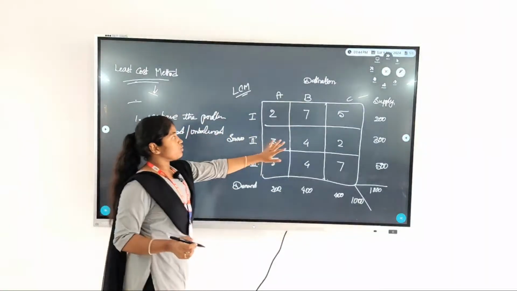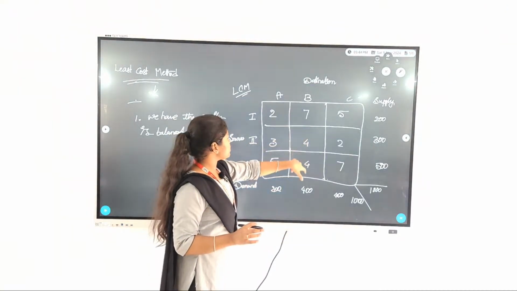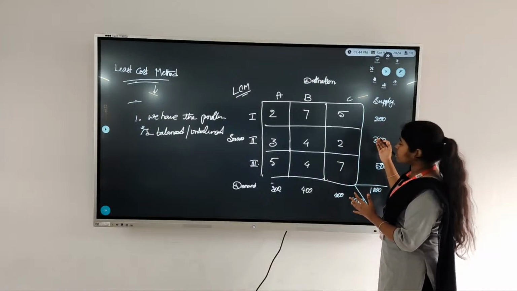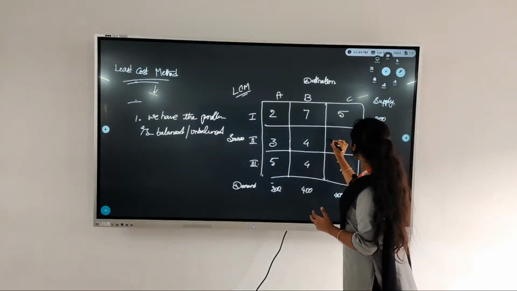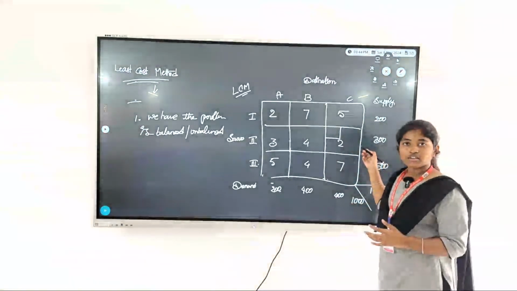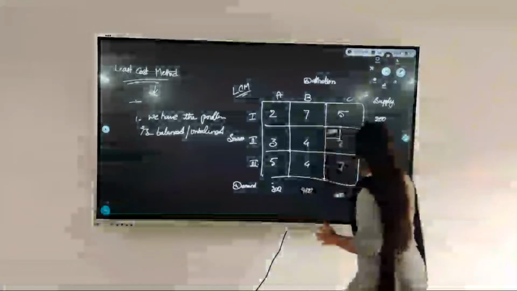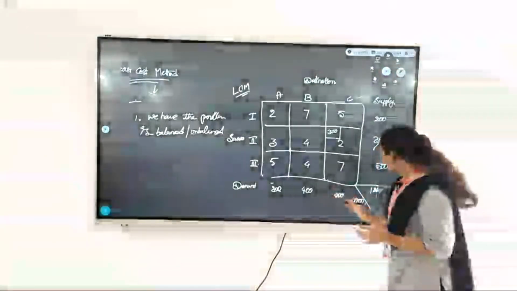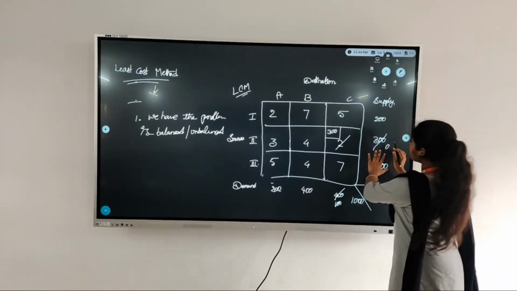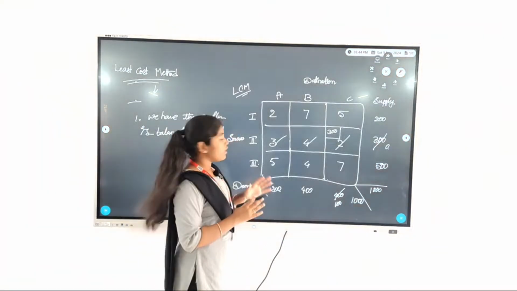The name itself says we have to find the least cost. Here what is the least? 2 is the least one. So we have to check the source and destination for this particular 2. Here the demand is 400 and the supply is 300. The supply is smaller, so we can put 300 into this block, with 0 remaining supply. The remaining demand is 100, and this supply is 0, so we can remove the entire source. This is the first step.